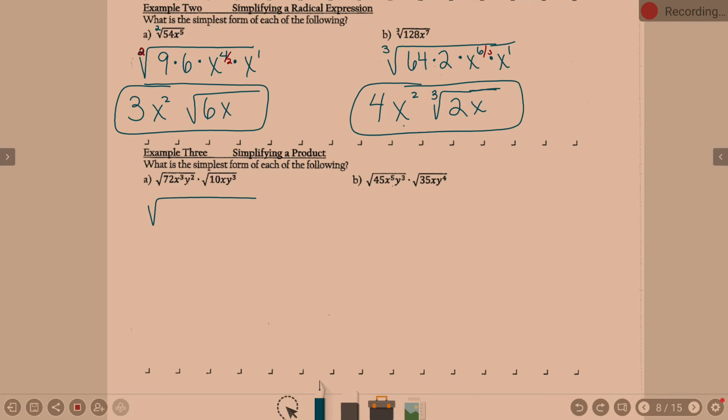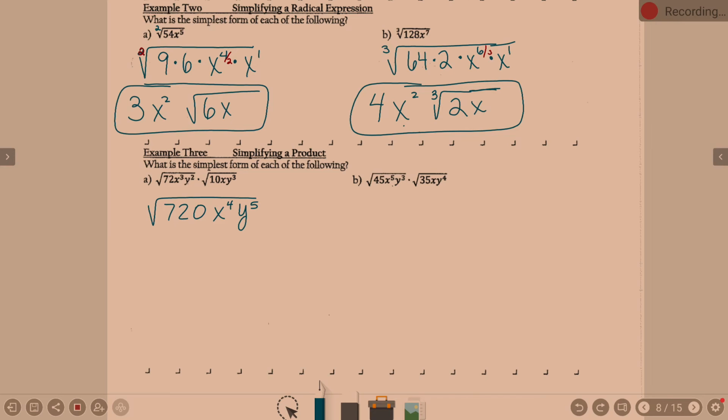Multiply like pieces. 72 times 10, 720. x to the third times x, add those exponents, x to the fourth. y to the second times y to the third, add those exponents, and it's y to the fifth.